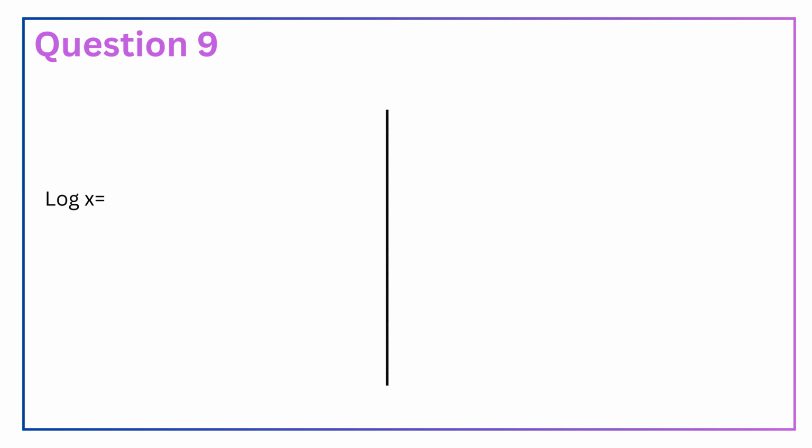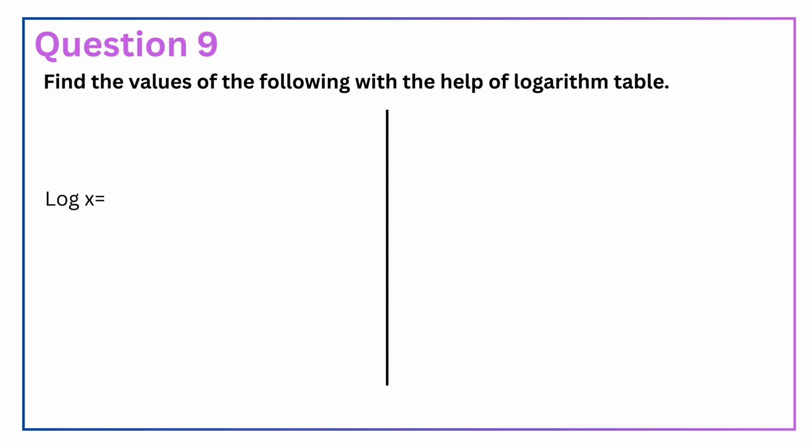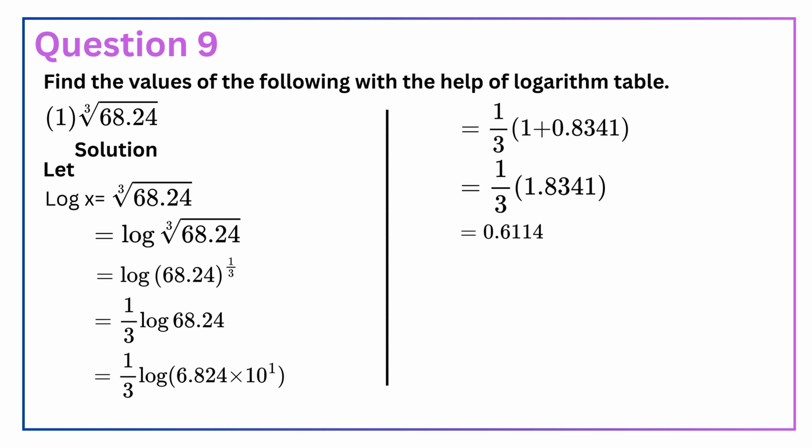Now, question 9. Find the values of the following with the help of logarithm table. Part 1, third root of 68.24. Let this value equal x and take log on both sides. By applying product law and power law, log x becomes equal to 0.6114. Lastly, take its antilog and we got 4.087.